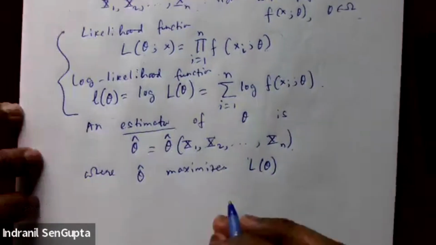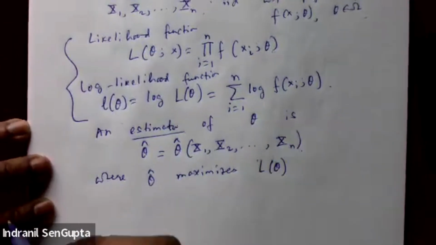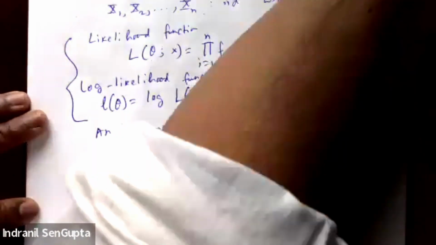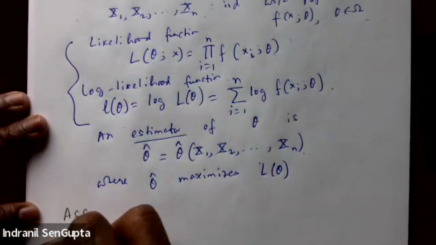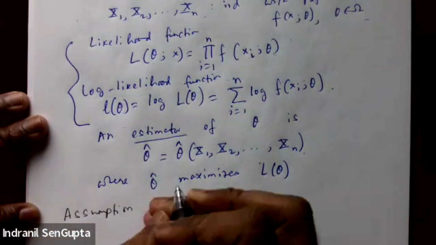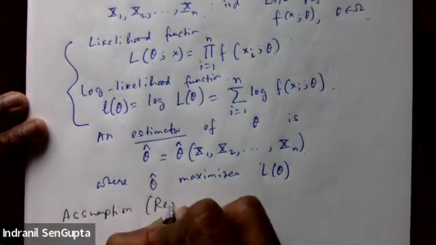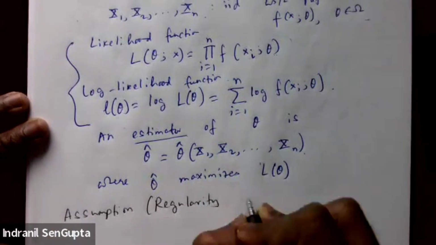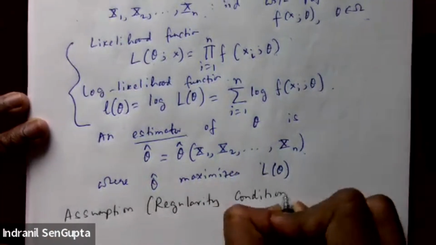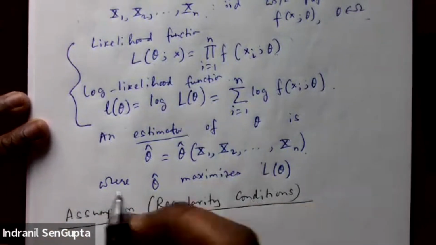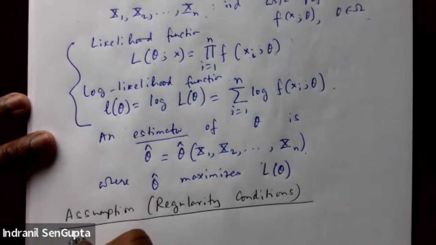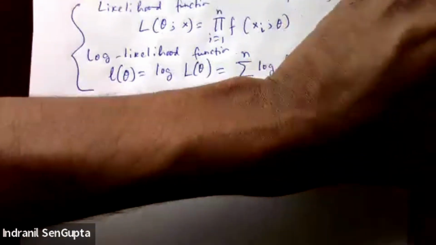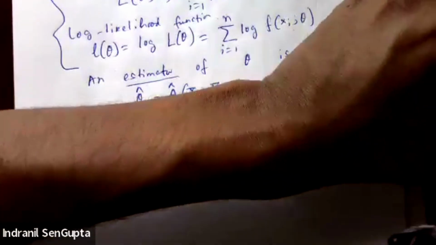We'll be doing all these things in this section, but first of all, we'll be assuming some conditions which are called the regularity conditions. So let's start with the assumption, the so-called regularity conditions, which is needed for studying this in detail. There are three conditions: R0, R1, and R2. What is the first one, R0? We'll be writing this in the following way.